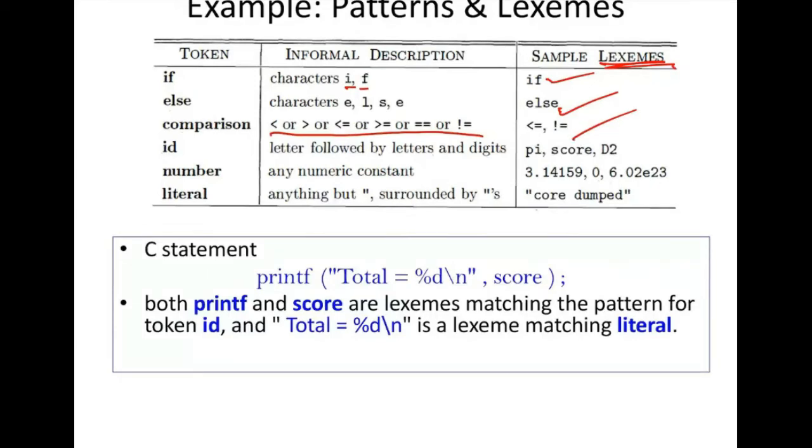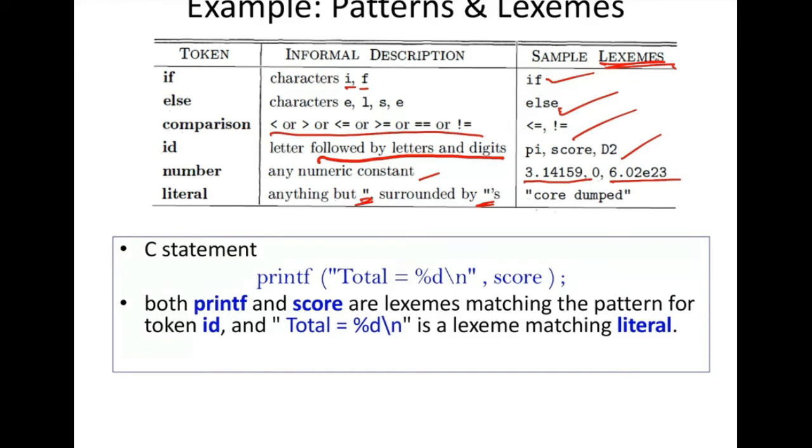Then ID: letters followed by letters and digits, what I was telling you, like pi, score, D2, okay? So these are sample lexemes, and these are descriptions. Then number: many numeric constants can come here, like 3.14159, 0, 6.02, in any form, okay? Then literals are there, anything but, like double quote, for example "core dumped". So you can understand, these things are also used in C programming.